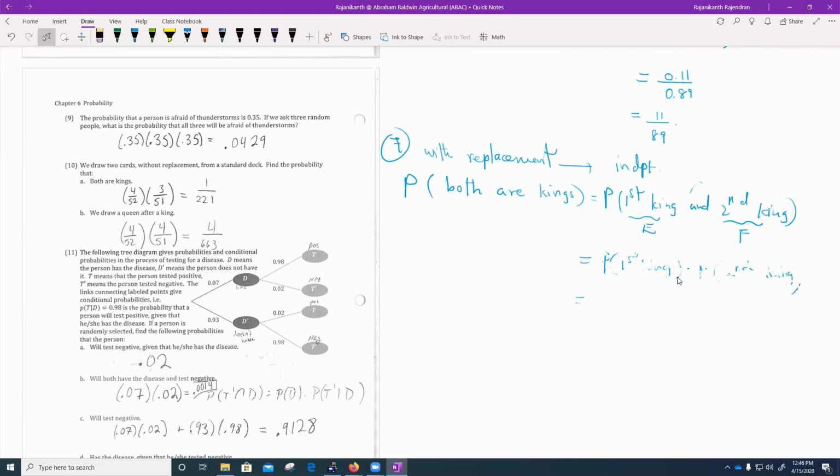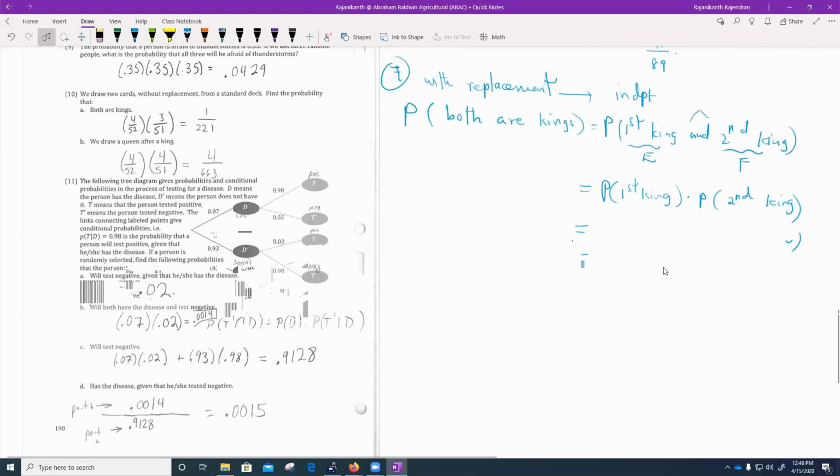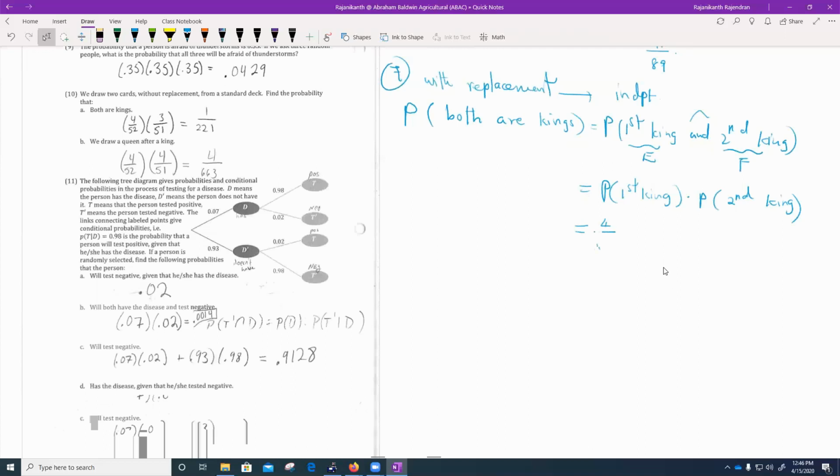Now you have to treat these two as separate problems. You are drawing a card that should be a king. What's the probability then? There are four kings in the card pack out of 52. The second time also you will have 52 cards, because you are replacing, remember? So again I will have four kings out of 52. So it is 4 over 52 times 4 over 52. Simplify this, and this should give you 1 over 169.